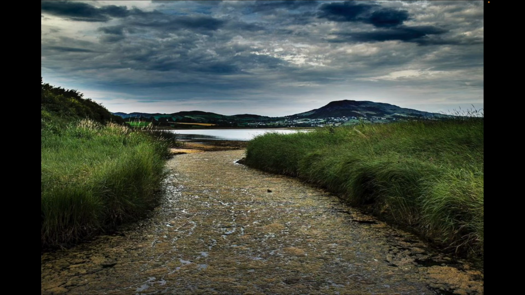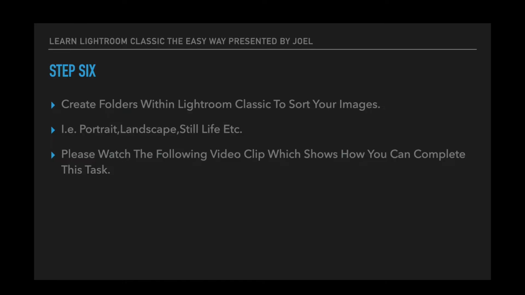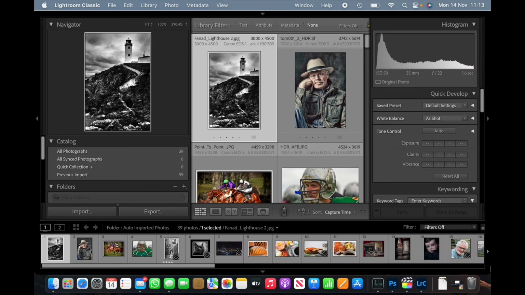Of course, the next thing that we need to do is categorize the images, and we can do that from Lightroom. Step 6. In this step, I will explain how you're going to categorize your images directly from Lightroom to your hard drive.